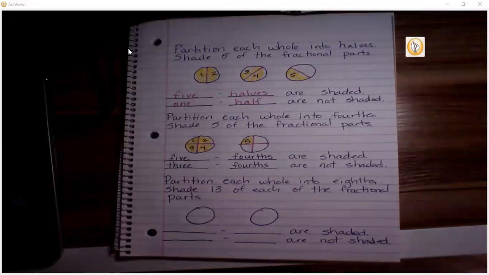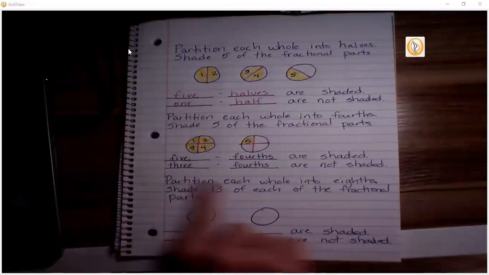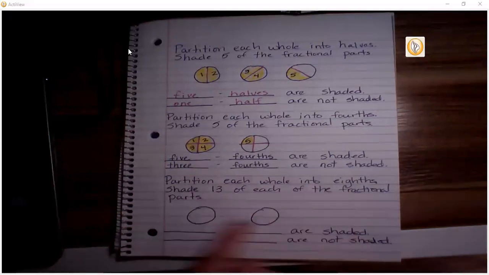Remember, just hit pause if you're not quite ready yet. And once again, do not write the directions, but draw yourself 2 circles as I read you the directions. Partition each whole into eighths. Shade 13 of the fractional parts.